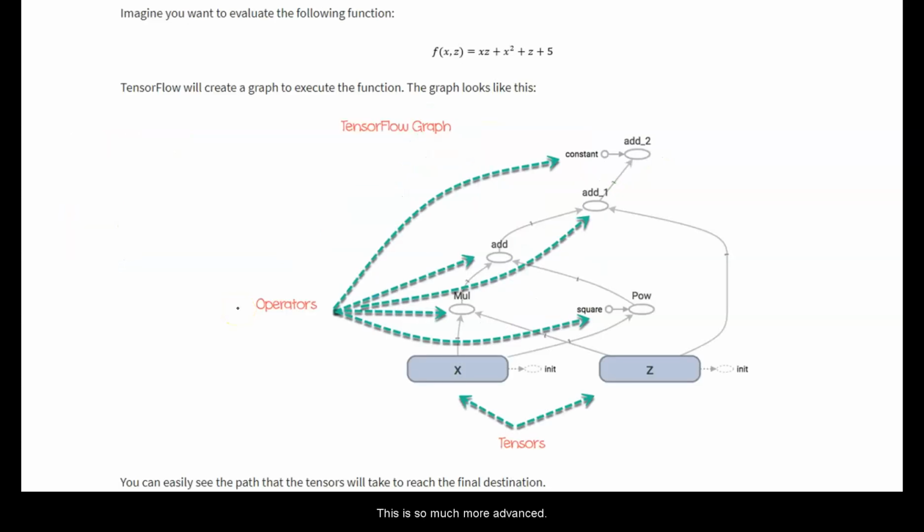Again, this is a much more advanced computational graph because I'm calculating a more complex operation, which is zx + x^2 + z + 5. So TensorFlow will create this computational graph in order to execute this function, and the graph looks like the one that is being shown in this figure.